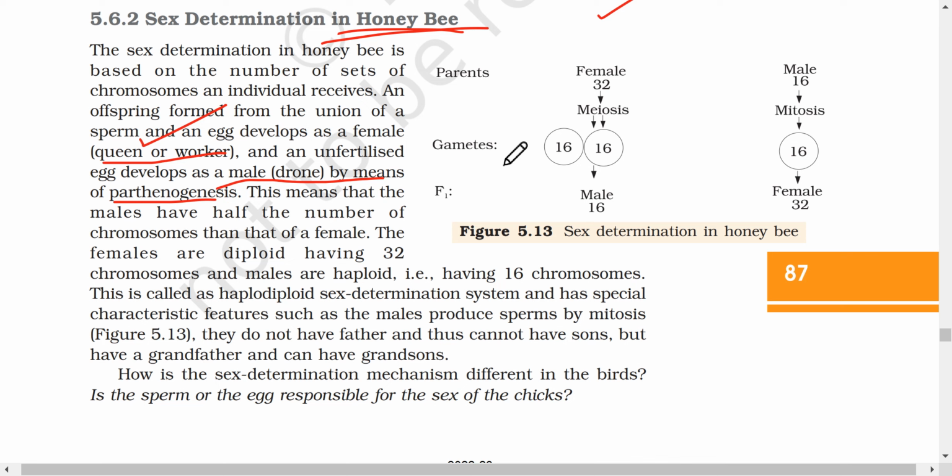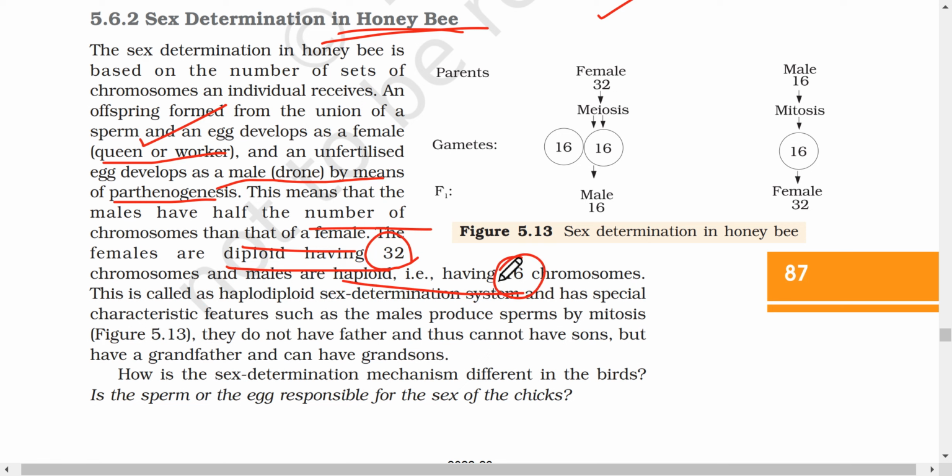So what does this mean? Drone कहाँ से बनते हैं? Female कहाँ से, male कहाँ से बनते हैं? They are formed by parthenogenesis. यानी वहाँ fertilization नहीं होता. This means the male will have a different number of chromosomes than that of a female क्योंकि वो बने ही वैसे हैं. तो female diploid क्योंकि वो fertilization से बने हैं, having 32 chromosomes, and males are haploid having 16 chromosomes.